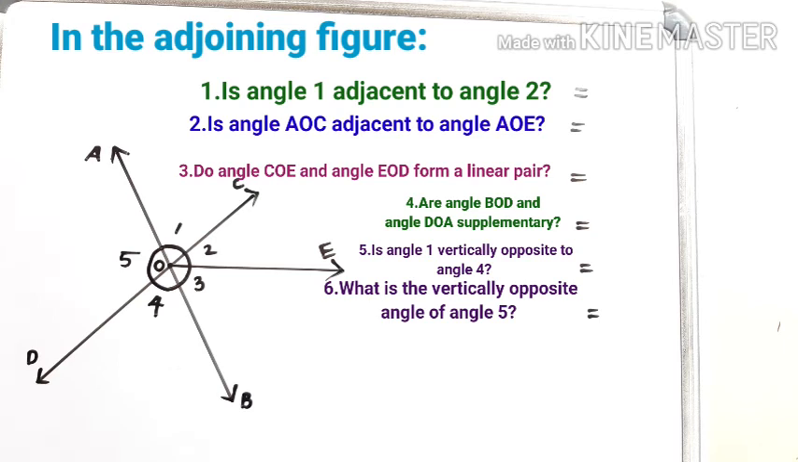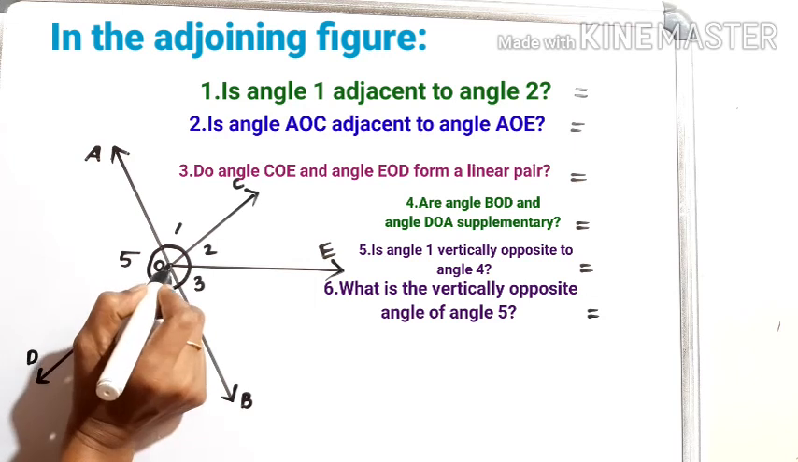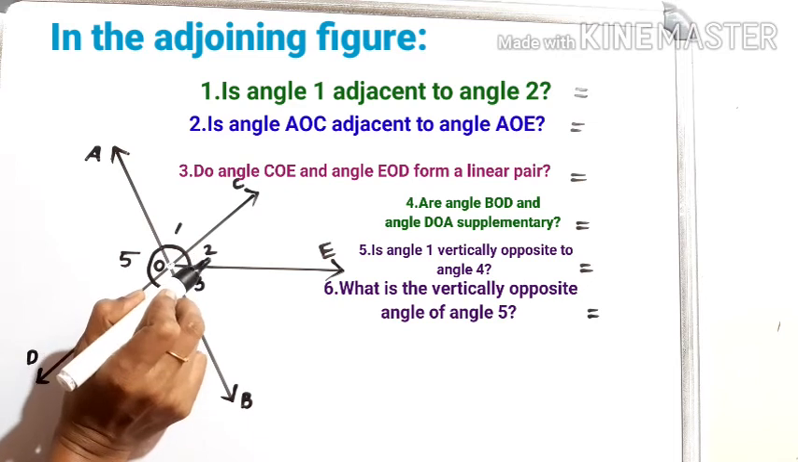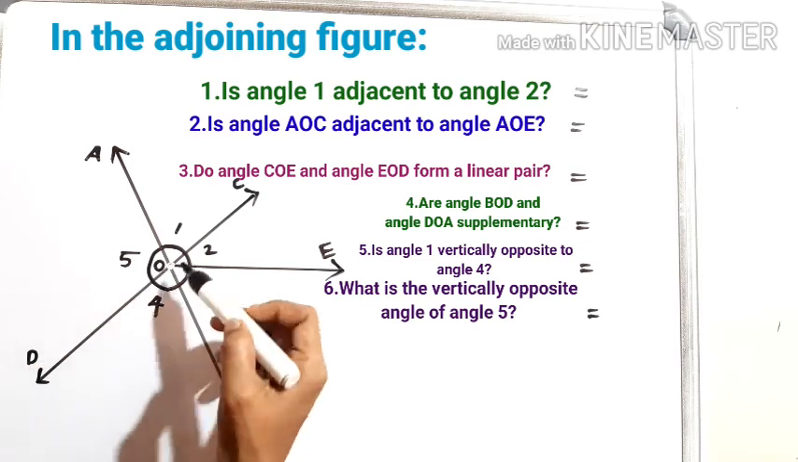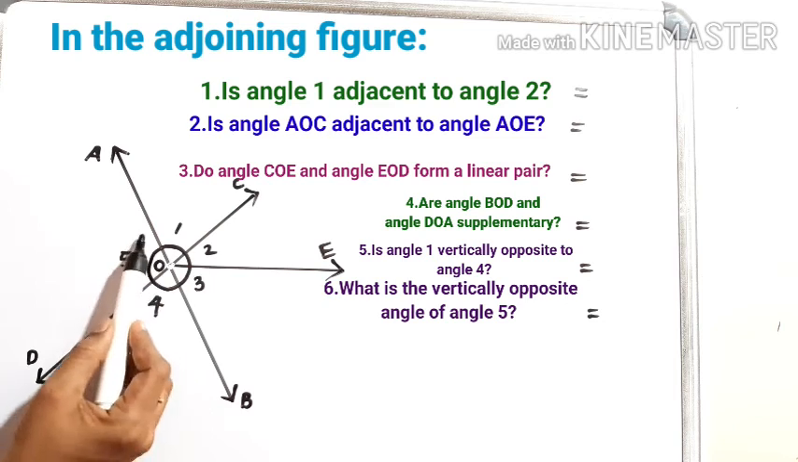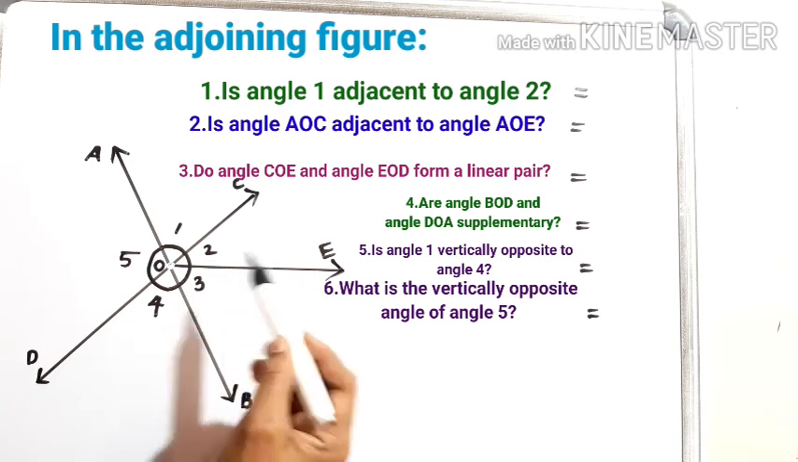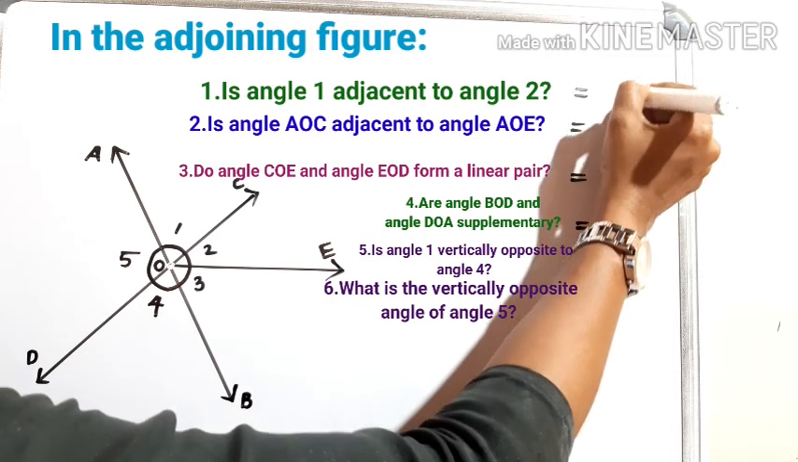First one, is angle 1 adjacent to angle 2? Can you see here angle 1, angle 2? What about angle 1 and 2? Adjacent angles or not? Yes, angle 1 adjacent to angle 2. Why? We can see here common vertex, common arm, and non-common arms are on either side of the common arm. Therefore, angle 1 adjacent to angle 2. Answer is yes.